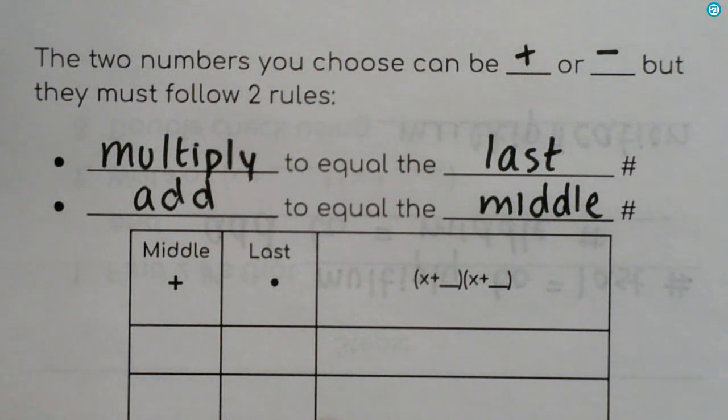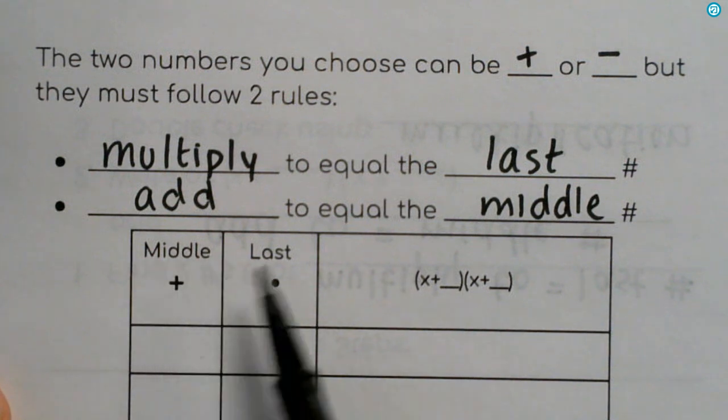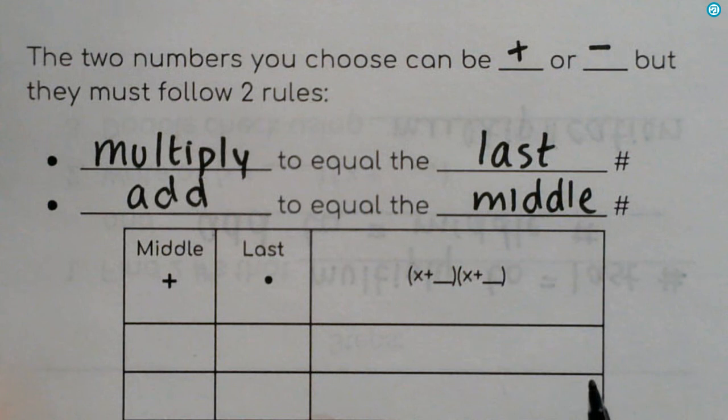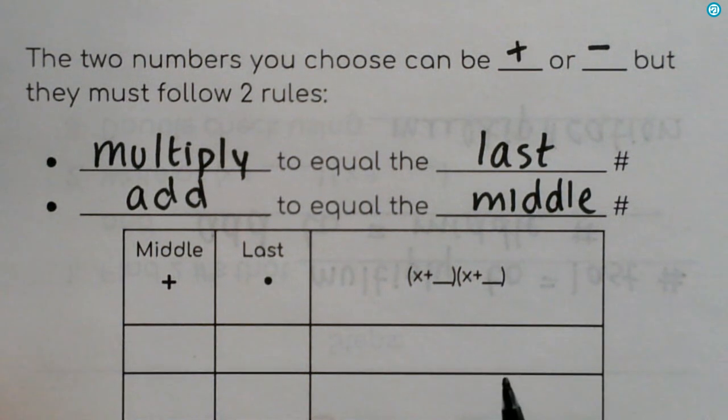So we've got a little table here. We're adding to equal the middle number. We're multiplying to equal the last number. We are going to give you a list of when you use each side. So when they should both be positive, both be negative, one positive, one negative, one negative, one positive.